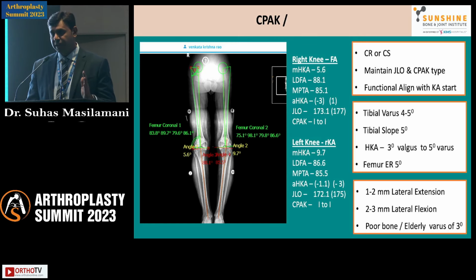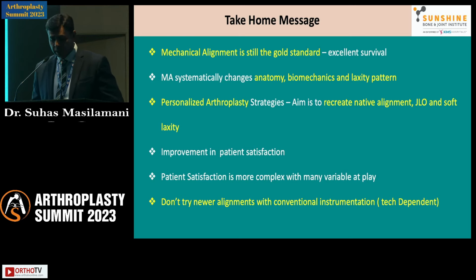We take a CPAK classification, we calculate all the MPTAs, LDFAs of our patients, we phenotype them. We are usually doing either CR or a CS. We use functional alignment with a KA start, and these are our boundaries and the laxity patterns. So the take-home message is, mechanical alignment is still the gold standard, but know that it is actually changing the biomechanics of the patient. If you want to embark on personalized alignment, the goal here is to create a native joint line as well as soft tissue laxity pattern, which is work in progress.